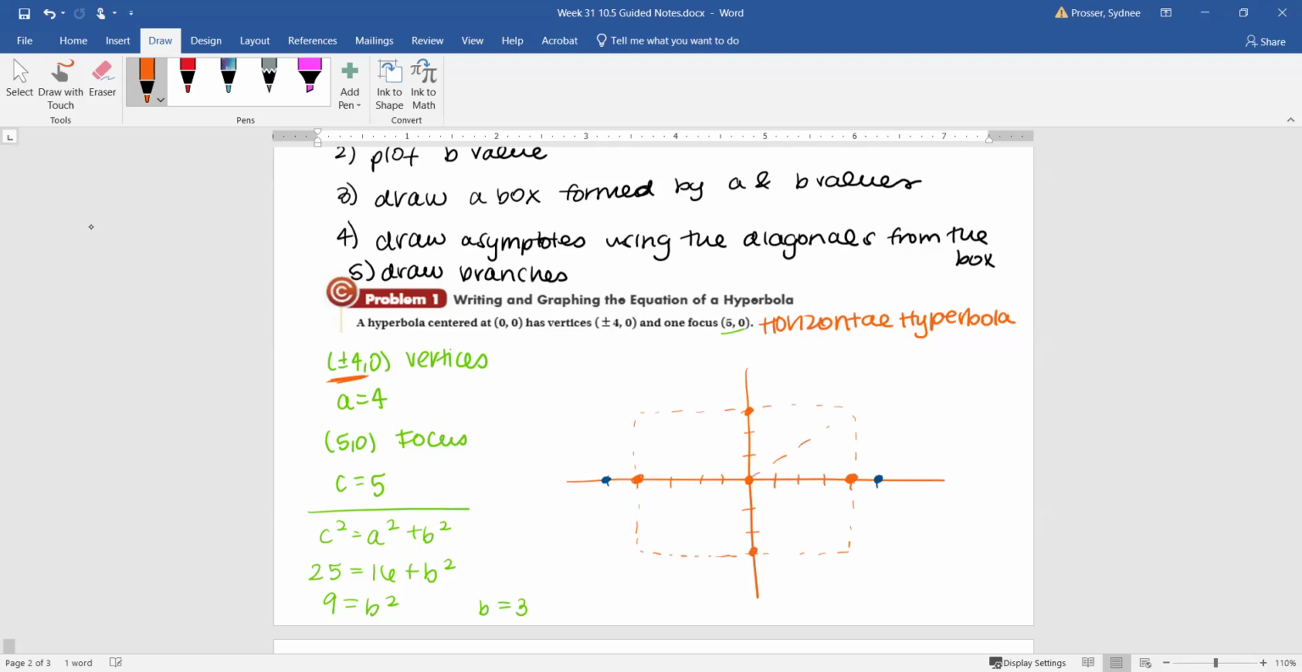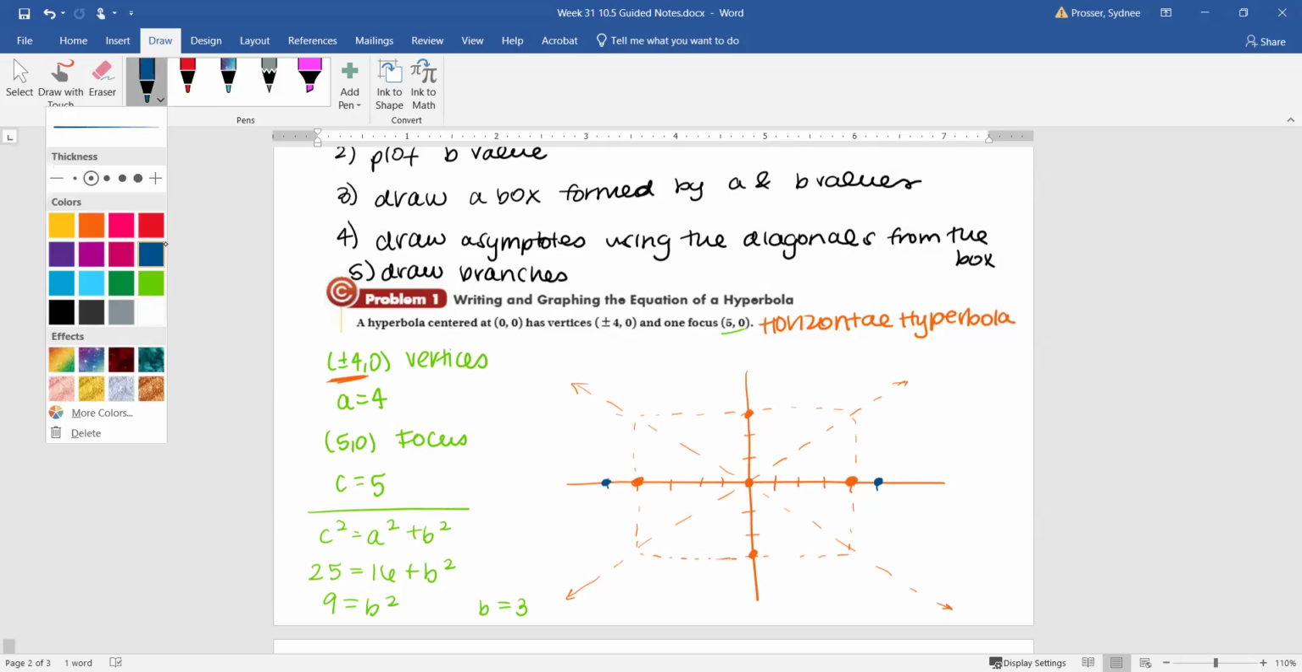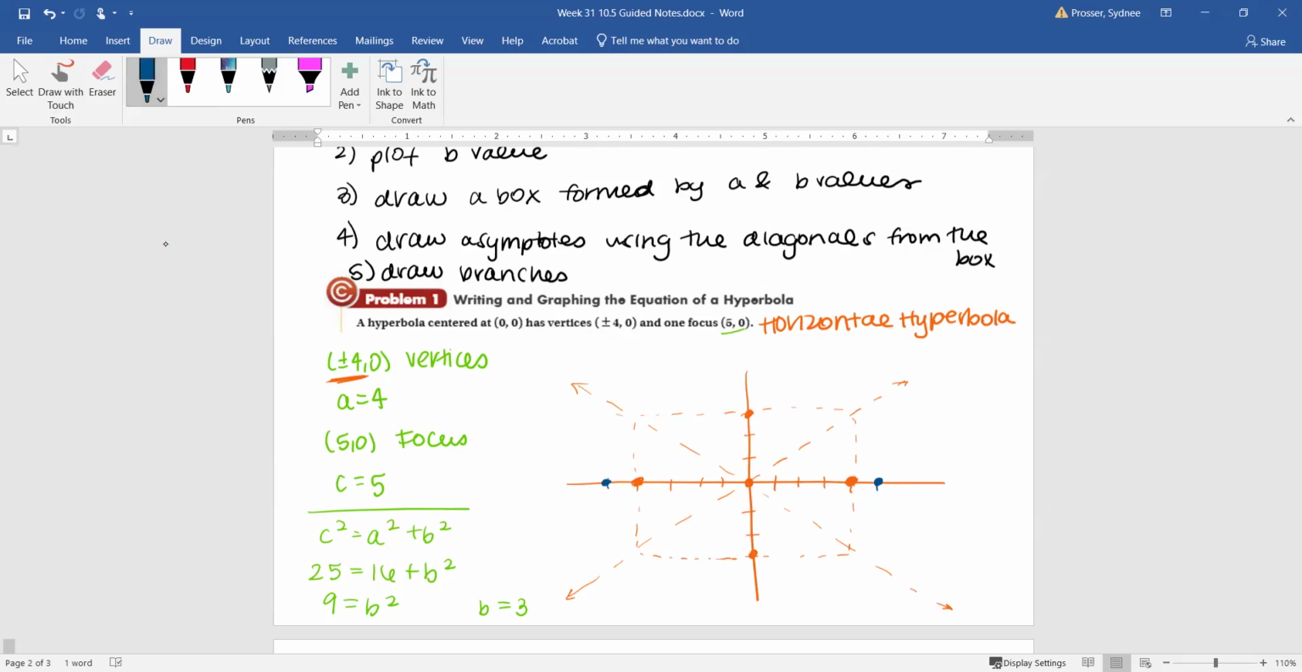So I've got here, and there's one asymptote. And then here is my other asymptote. And so that's crucial because now I can draw my branches that go through my vertices and along my asymptotes. My vertices are on that horizontal transverse axis. Here are my vertices, if you remember, at negative 4 and positive 4, 0.